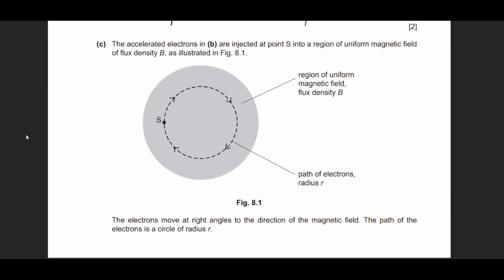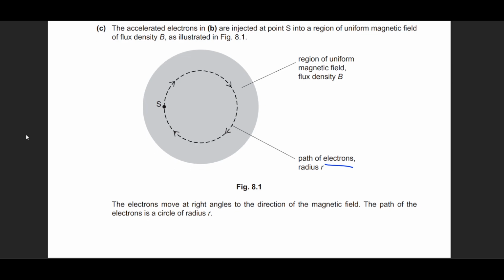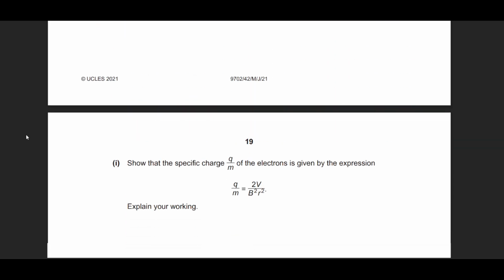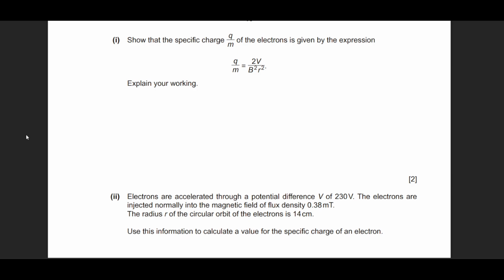Okay, so this is the situation. There is an electron. The electron is rotating in this direction. And the magnetic field direction, we don't know that yet, but that's not a part of the situation as well. He says, show that the q by m specific charge is equal to this.